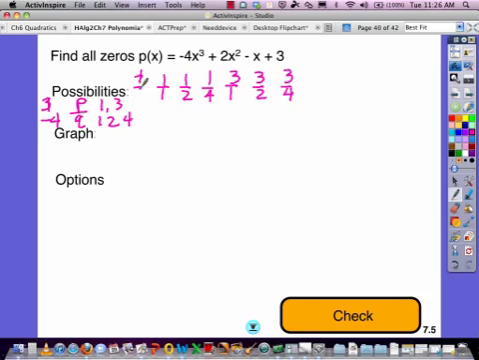So do we have any repeats? It really doesn't look like it. So 1, 1/2, 1/4, 3, 3/2, and 3/4. So again, we have 12 possibilities. So as we say, let's go ahead and look at our graph.